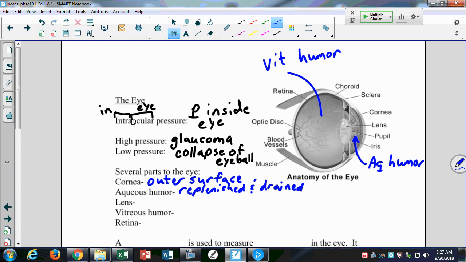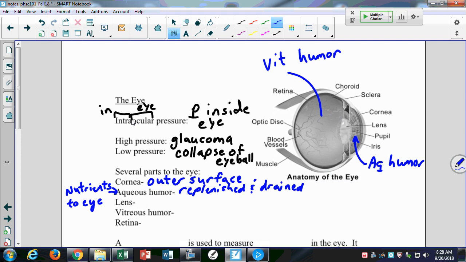The aqueous humor brings nutrients to the eye, and that's why it's replenished and drained. It also takes away waste products. You can have issues with the aqueous humor if it doesn't drain properly. If those ducts get clogged up, then you can get high pressure in your aqueous humor.